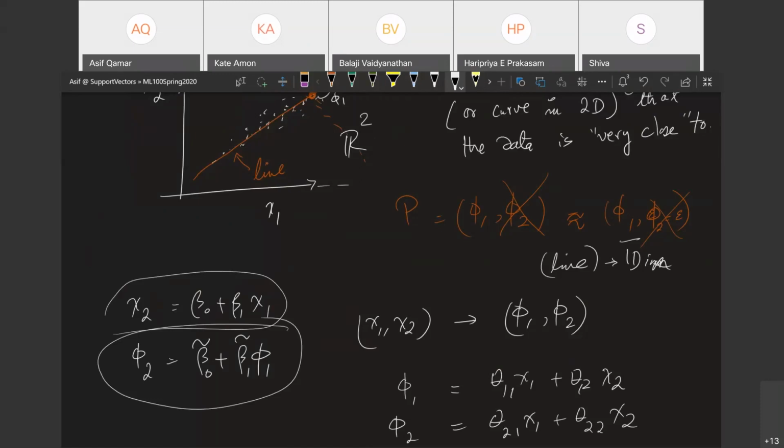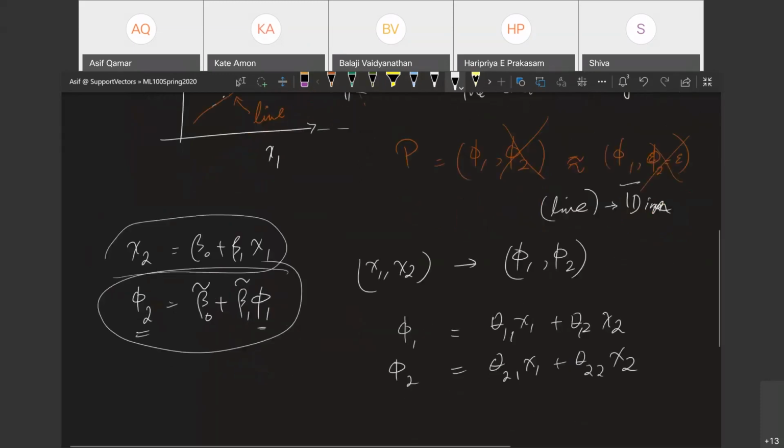My question is, if it's a non-linear relation, but still there's a relation, can we still reduce the dimension? Yeah. So what you are basically saying is that even though this relationship holds, only phi1 matters, and phi2 can be approximately ignored.